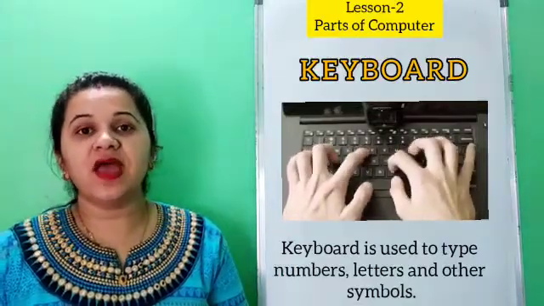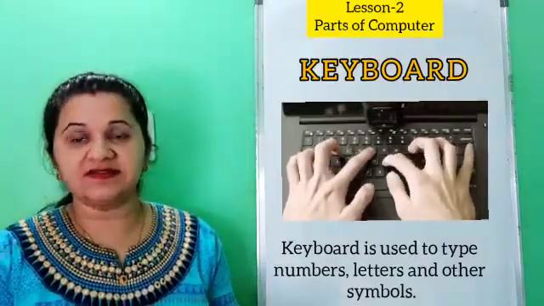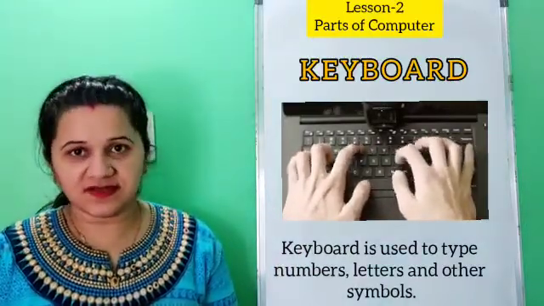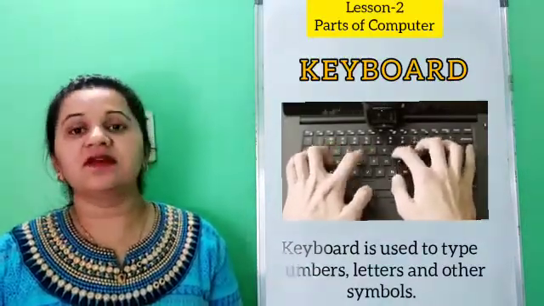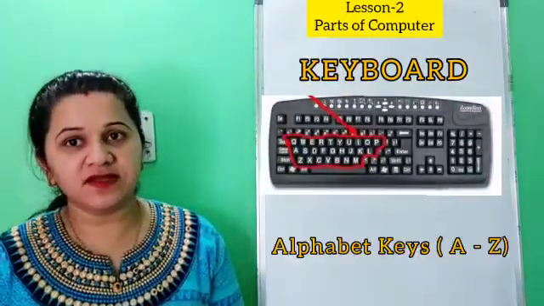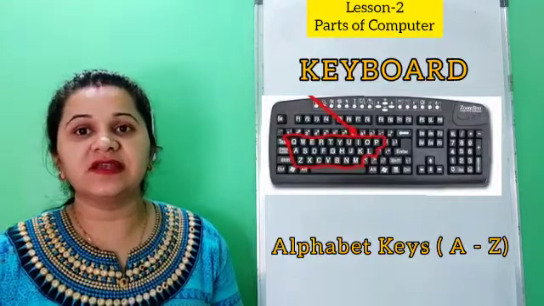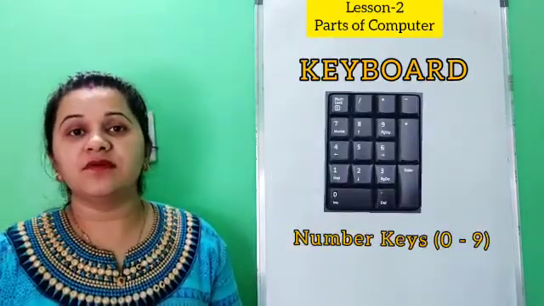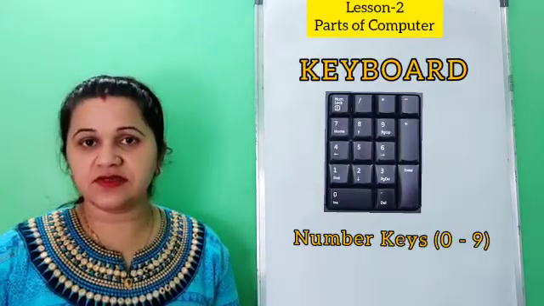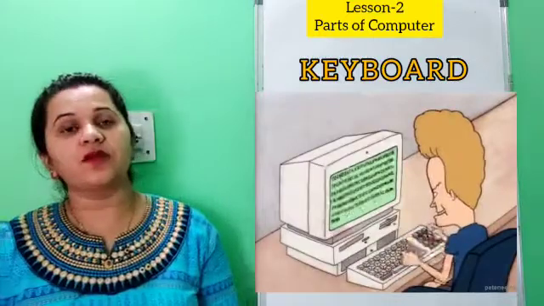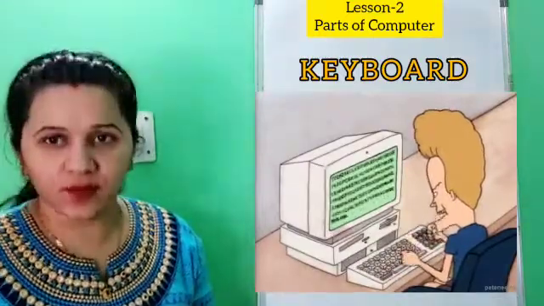This keyboard has many buttons. These buttons are called what? Yes, these buttons are called keys. Now see children, in a keyboard there are different types of keys, like alphabet keys in which A to Z letters are written. Number keys in which numbers from 0 to 9 are written. So children, you can type letters or numbers with the help of keyboard.